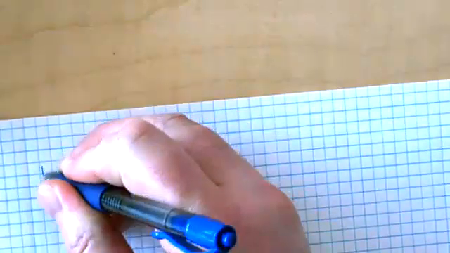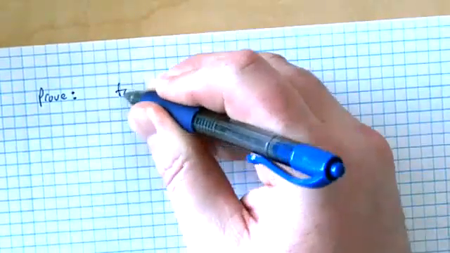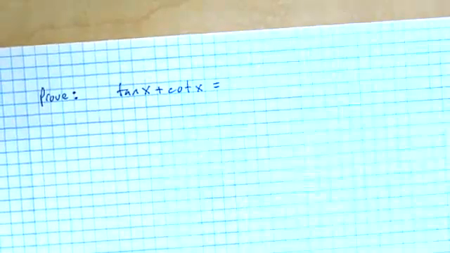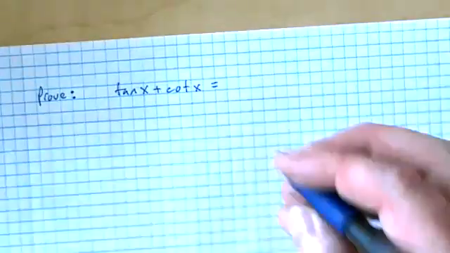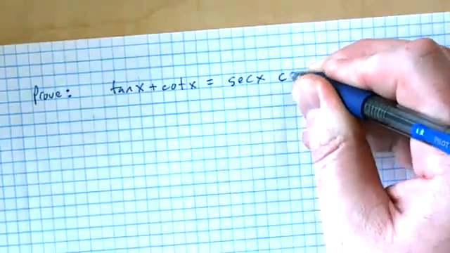All right, this is going in your notes, wherever you want to put them in your notes. We are going to prove that the tangent of x plus the cotangent of x is equal to the secant of x times the cosecant of x.